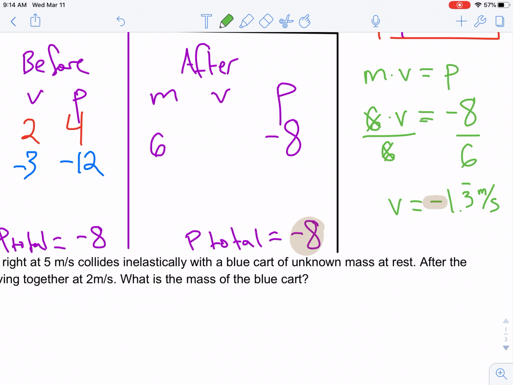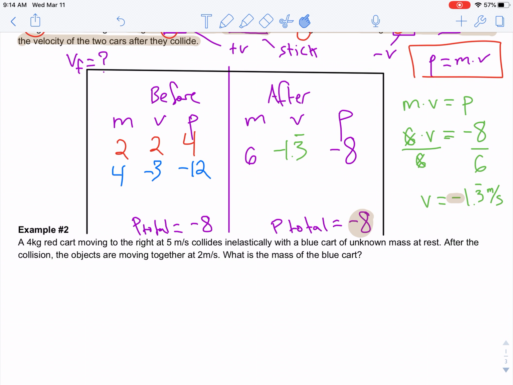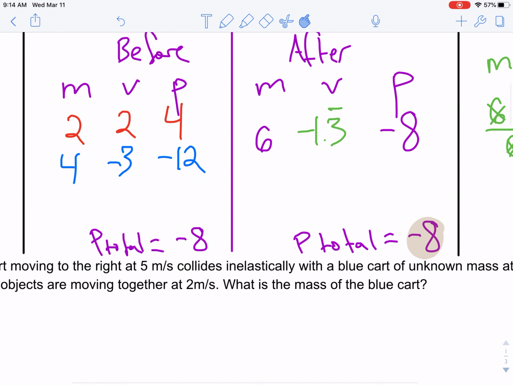So let's just add that negative 1.3 repeating. And in physics, I always say never forget your units. In this case, I avoid the units because it just has a lot more things that I need to write.